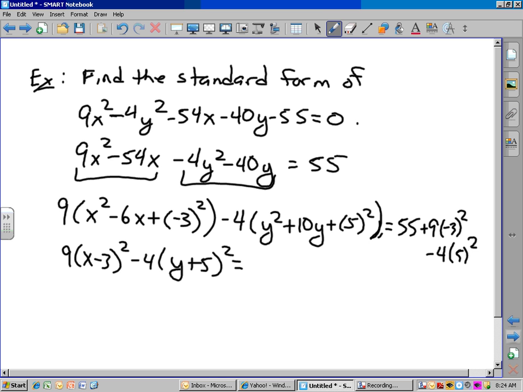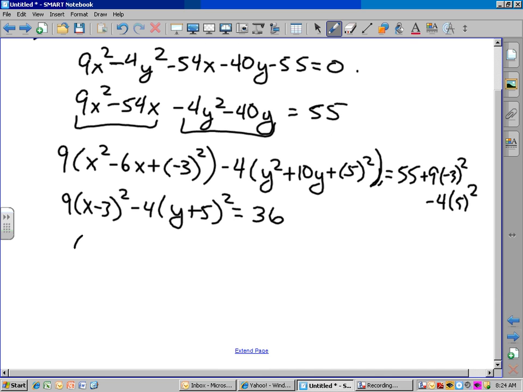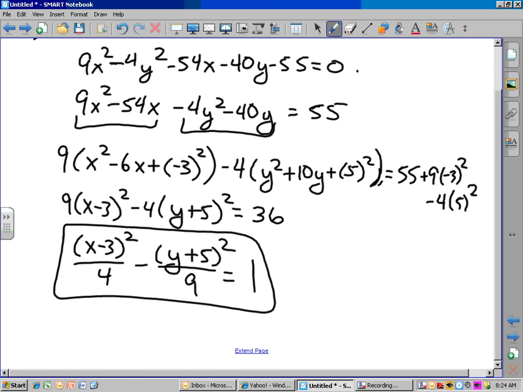All right, I'll type it in. 55 plus 9 times negative 3 squared minus 4 times 5 squared. Why is it 36? 9 times 4. Yep. Same thing as the ellipse, right? Two numbers out front multiply together, and that has to equal that. Now we'll divide by 36. x minus 3 squared over 4 minus y plus 5 squared over 9 equals 1. That's the standard form. Clearly it's a hyperbola.